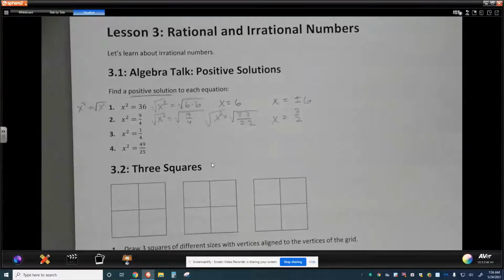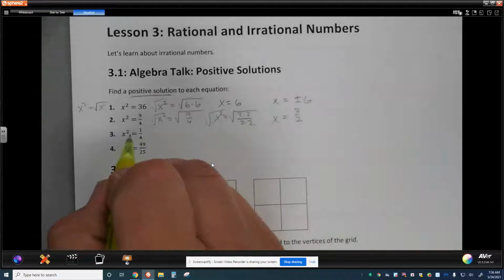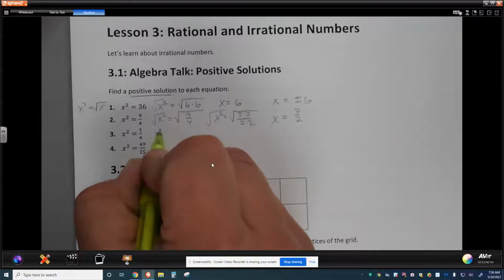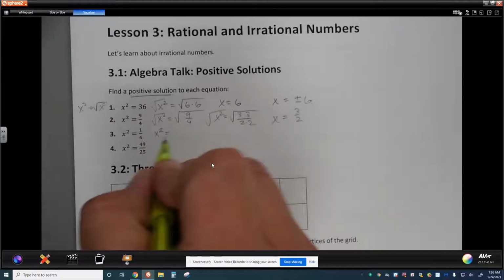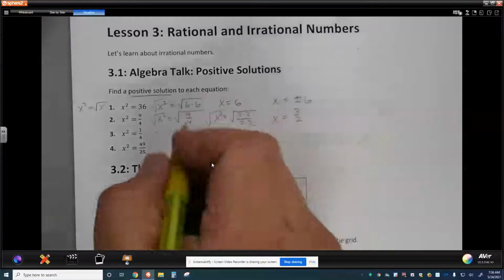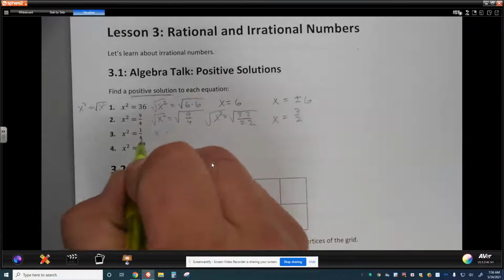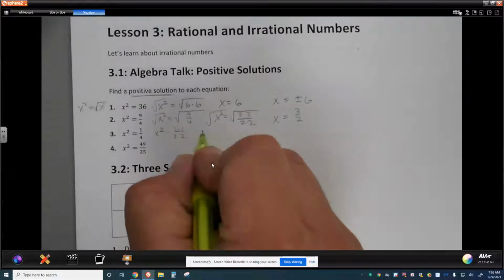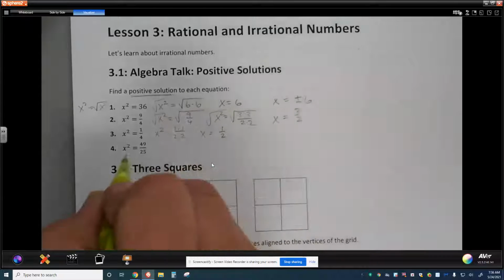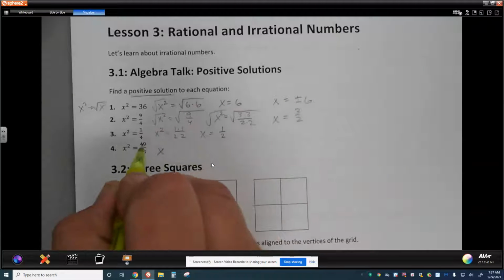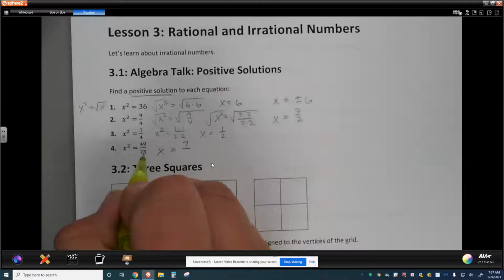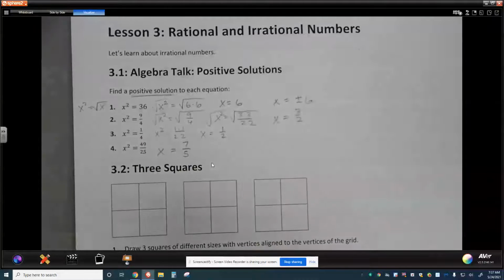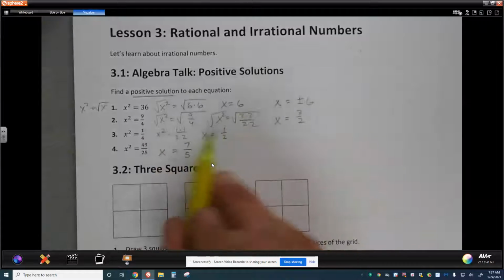I won't go through all those steps for the rest of them, just for the sake of time. For the next one, x squared is equal to the square root of 1 divided by 4, which would be 1 times 1 over 2 times 2. And so x is equal to 1/2. For the final one, the square root of 49 is 7, and the square root of 25 is 5. You see the long, drawn out steps, down to just the simplified version.